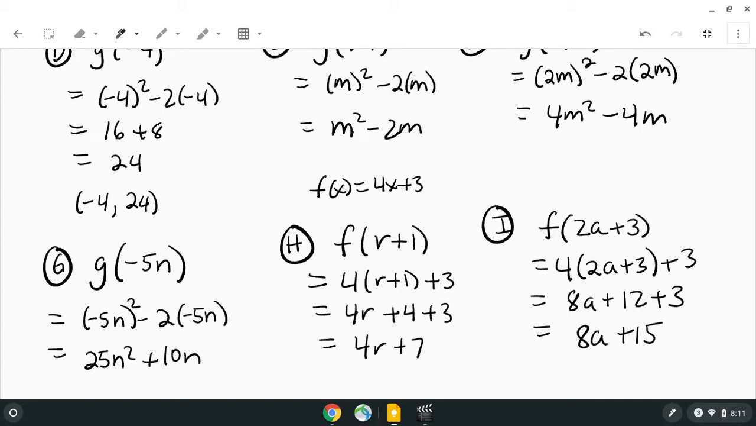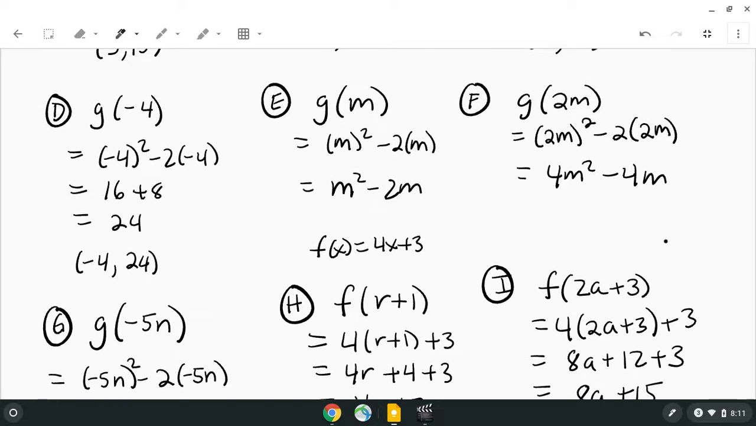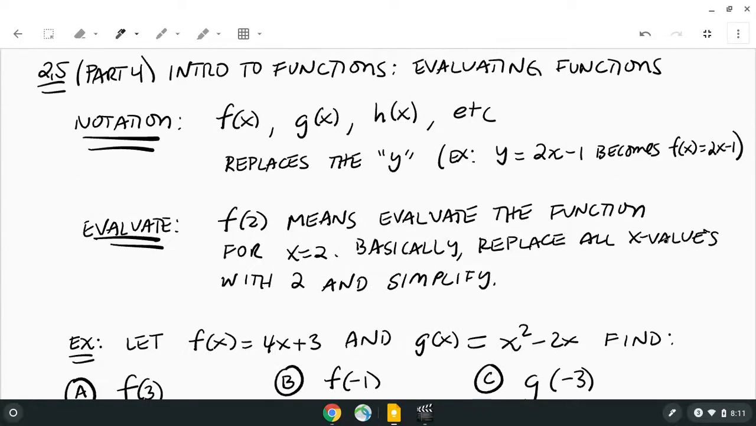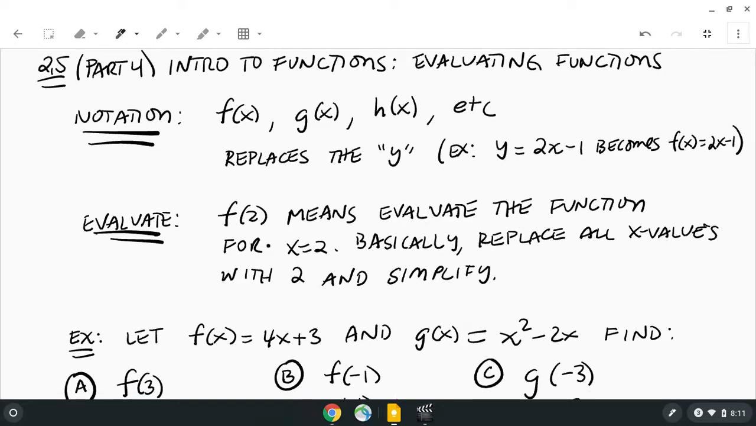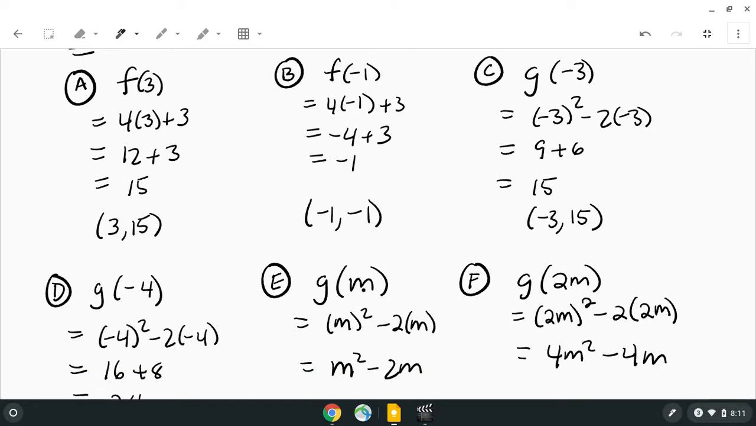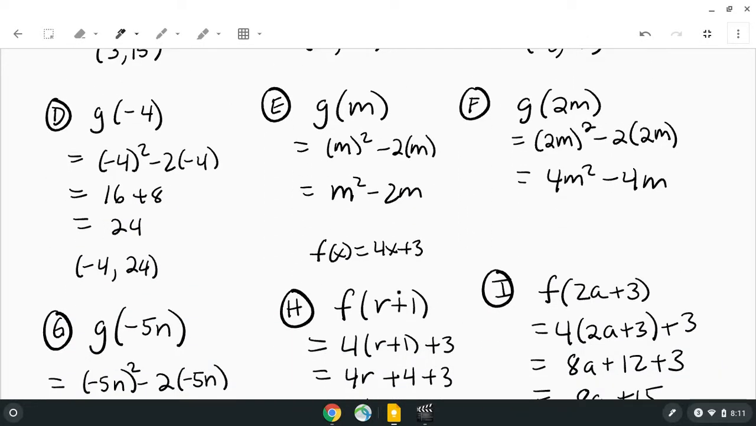Okay, so that's basically it for evaluating functions. Again, all you have to do is when you see this, it means to evaluate the function for this particular x value. And this value can be a number, or like we saw here, it could be a variable, or it could be a full-on expression. But it all means the same thing. Replace the x with whatever's here.